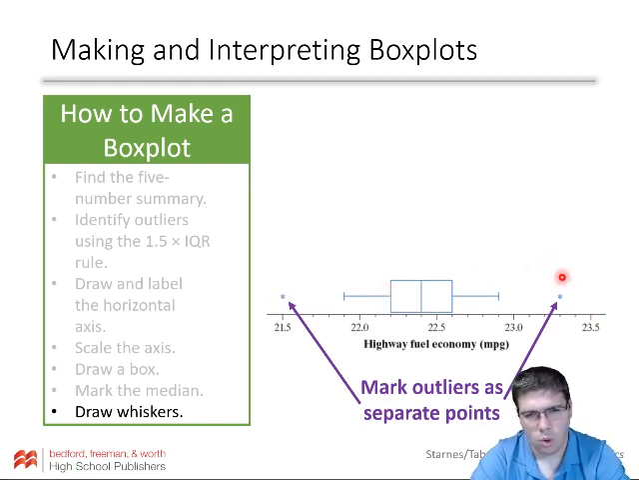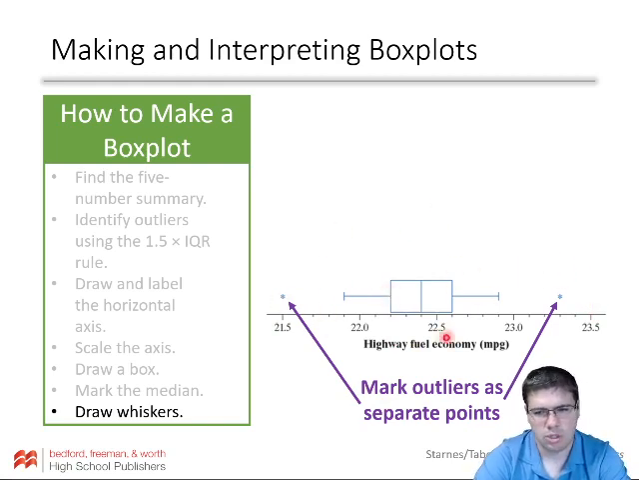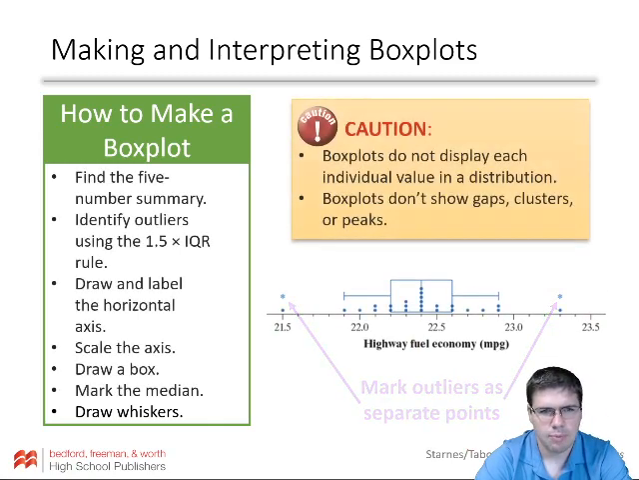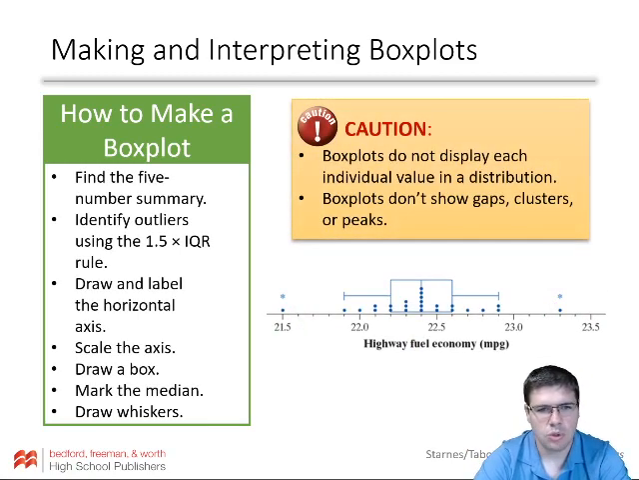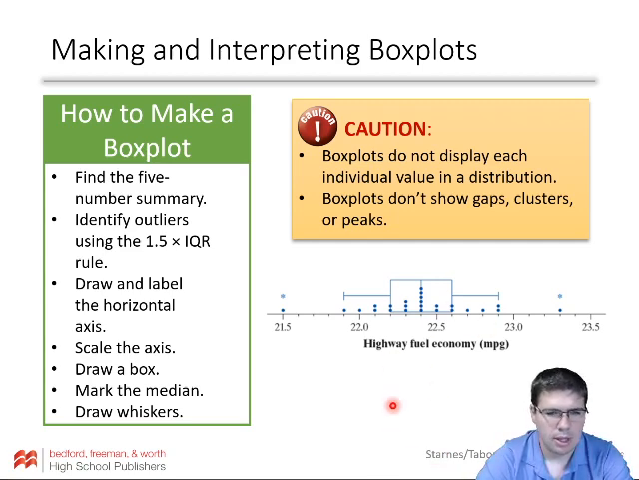If you have one data set, you can just stack up box and whisker plots right next to each other really nicely. So be cautious. They do not display each individual value in a distribution. They really just sum up quarters of the data, and they don't show gaps, clusters, or peaks. So that's kind of showing it back here with the dot plot.